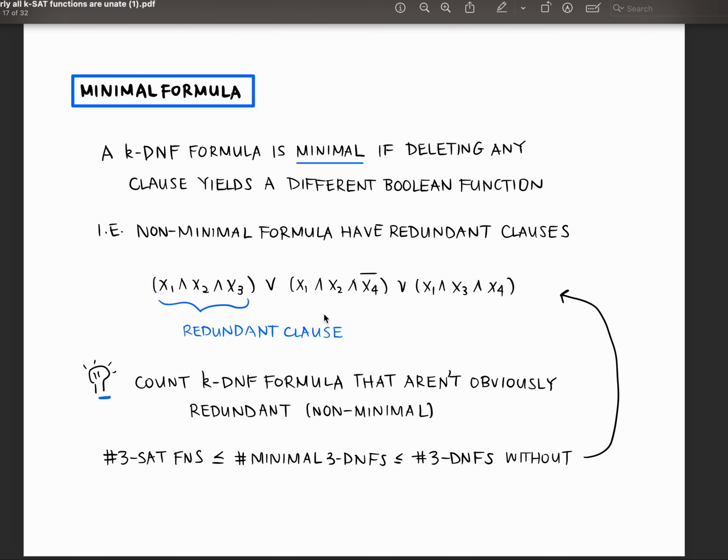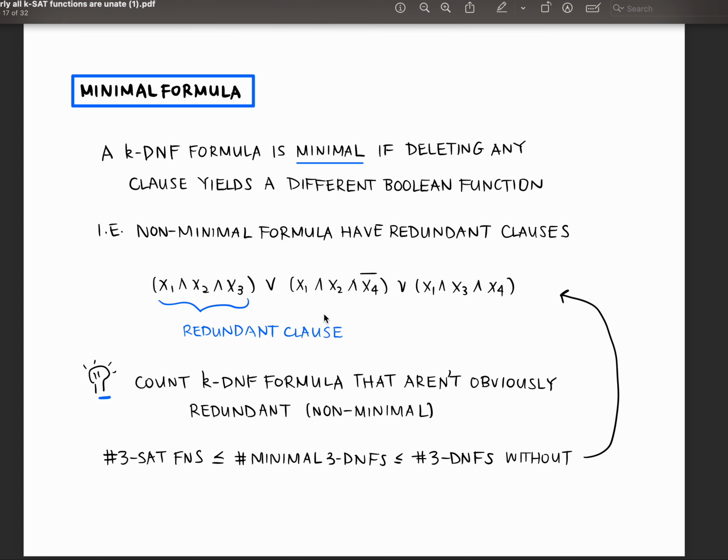And it turns out that every single KSAT function will have some representation as a minimal formula, right? Because I can just take some formula that represents that function, delete any redundant clauses, and now I have some KDNF formula whose associated Boolean function is whatever function I cared about. And so it suffices for us to count how many different minimal formula there are. That'll give us certainly some upper bound.